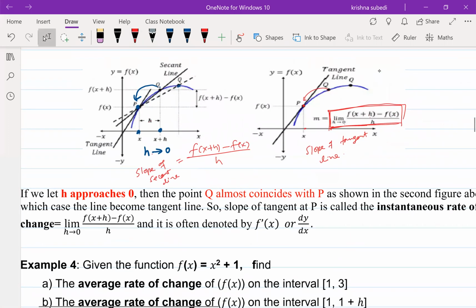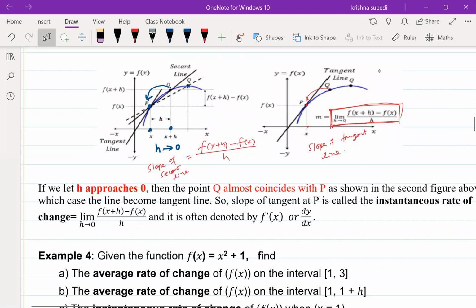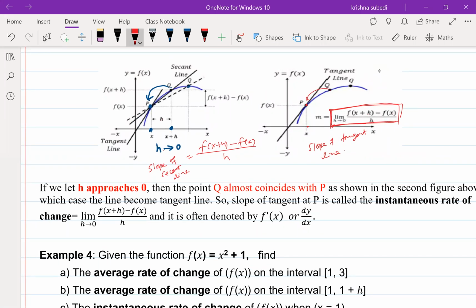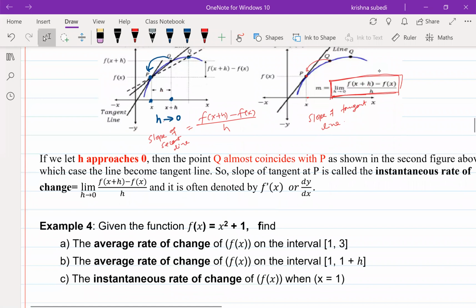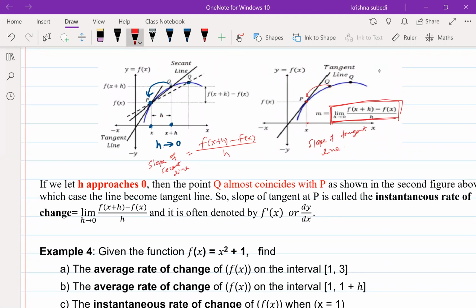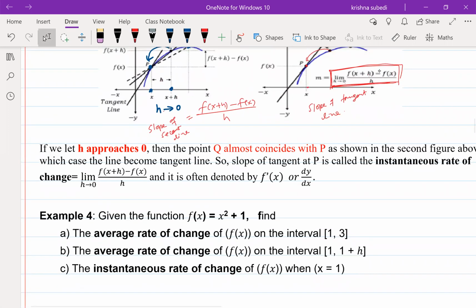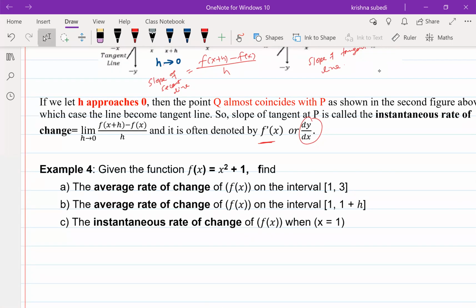And that is actually the instantaneous rate of change as well. If we let h approach 0, then the point Q almost coincides with P. So the slope of the tangent line at P is called the instantaneous rate of change. In other words, instantaneous rate of change means the slope of the tangent line at that point. It is often denoted by f prime of x or dy over dx. Just keep that in mind.